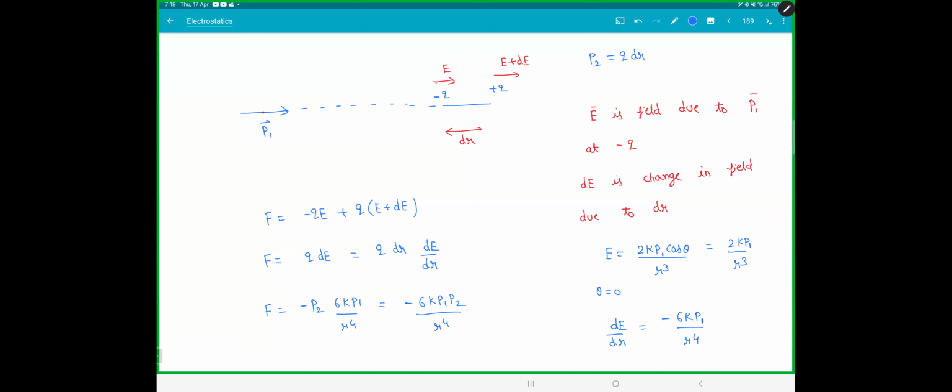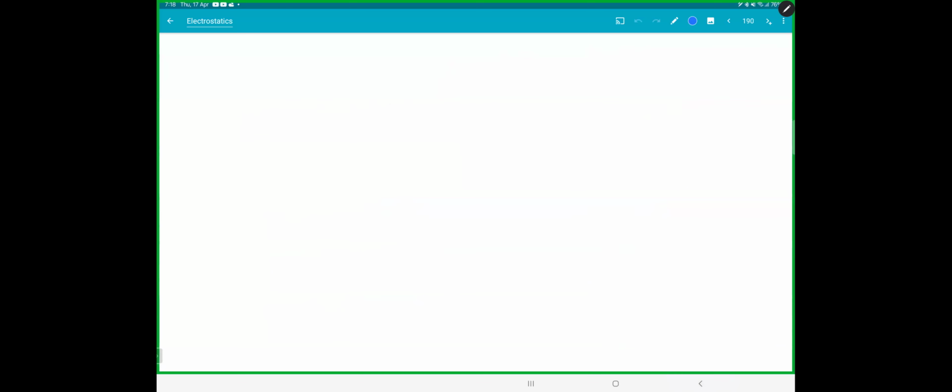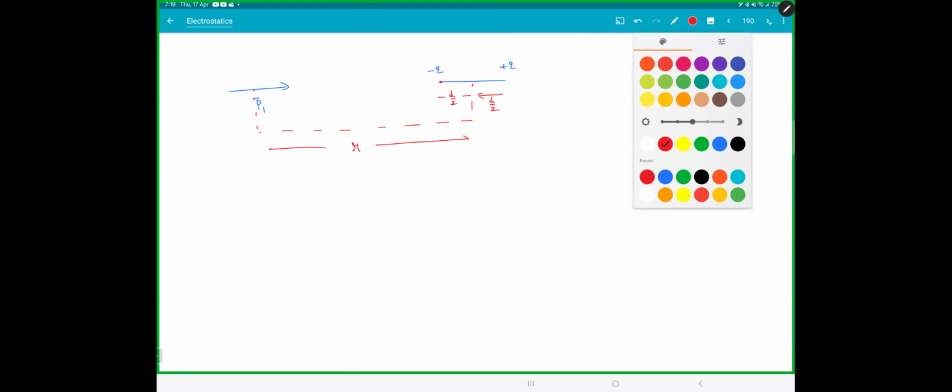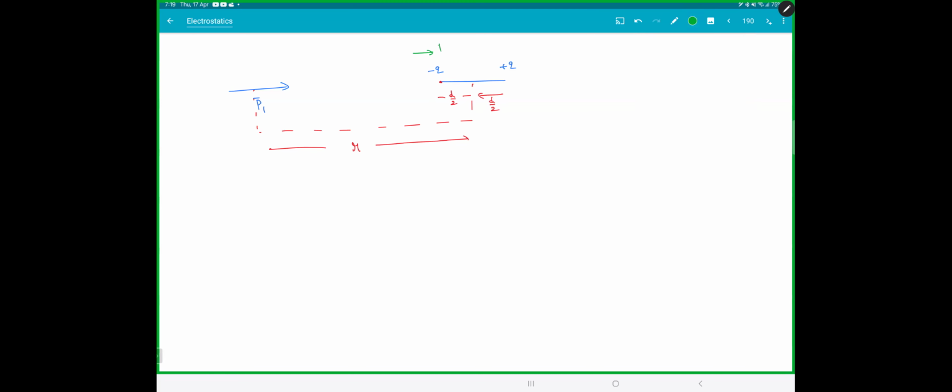In case you didn't like this, you can do it like this also. Listen, this is a little crude, but it works. P1, so this which is there, this is minus Q, this is plus Q. From the center to the center, let this distance be R, which is given. Then this distance will be d by 2, and this distance will be d by 2. So I can find the field directly here. The field here will be 2 kp by r cube, so it will be r minus d by 2 whole cube. Here the field will be 2 kp by r plus d by 2 whole cube.